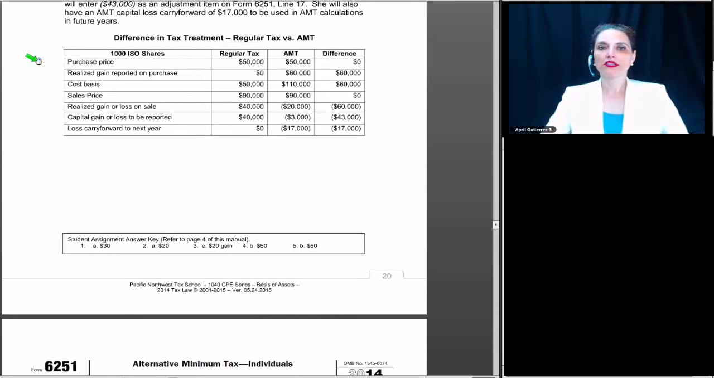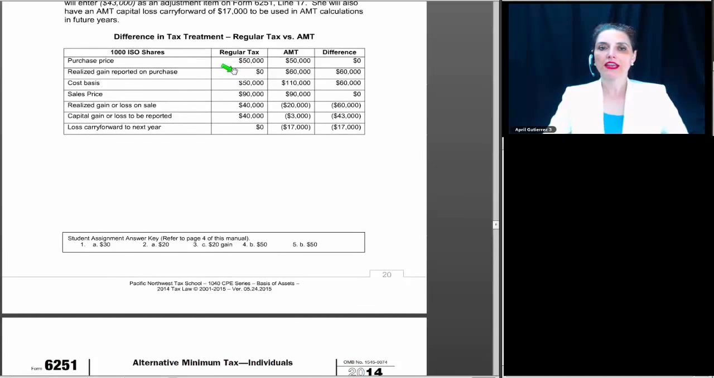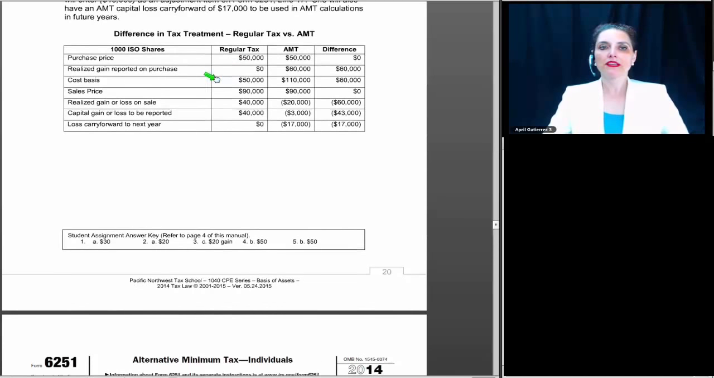We have a purchase price of $50,000. It is the same under the regular and under the alternative minimum tax. The realized gain that is reported on purchase under the regular tax is 0, but under the AMT it is 60. Thus, her basis under the regular tax is 50, while her basis under the AMT is 110.